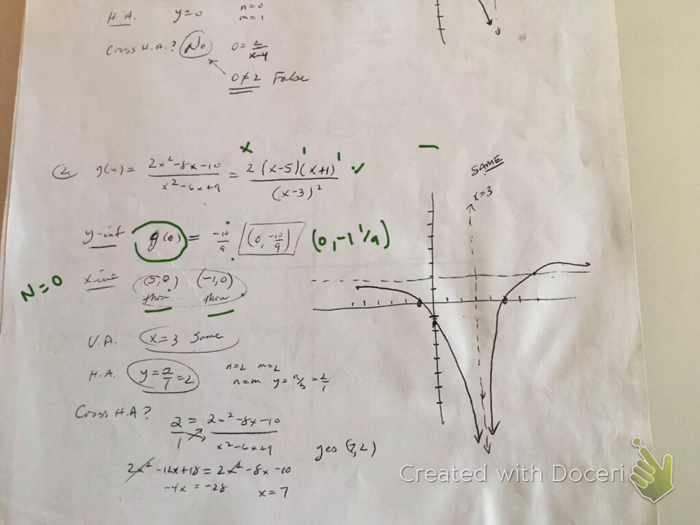Now this too produces no x-intercepts, so I don't really worry about that. It's like saying 2 is equal to 0, and that doesn't produce anything. So that's a false statement, so there is no x-intercept right here.